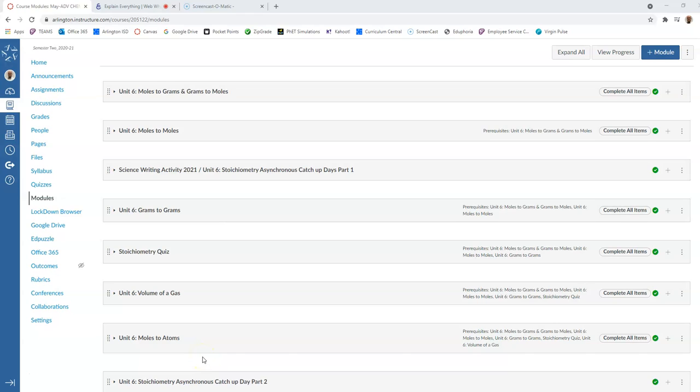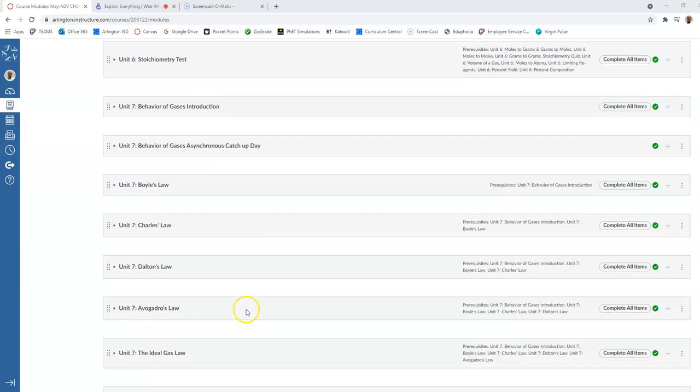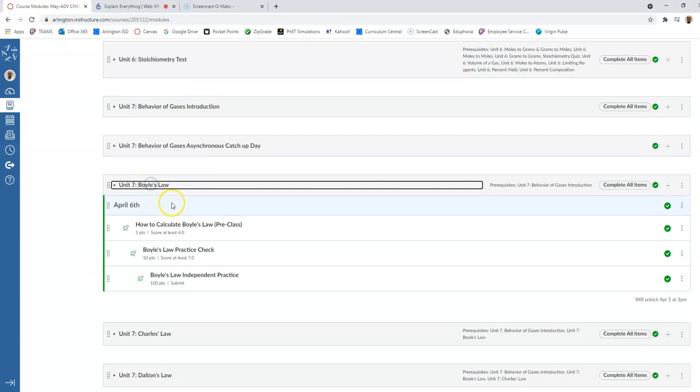This is a completely asynchronous day. But I'm going to walk you through today's module and the steps to complete the problems one by one. Not too difficult of a module or a concept, so let's get started. First up, you want to find today's module, which is our first gas law, Boyle's law.